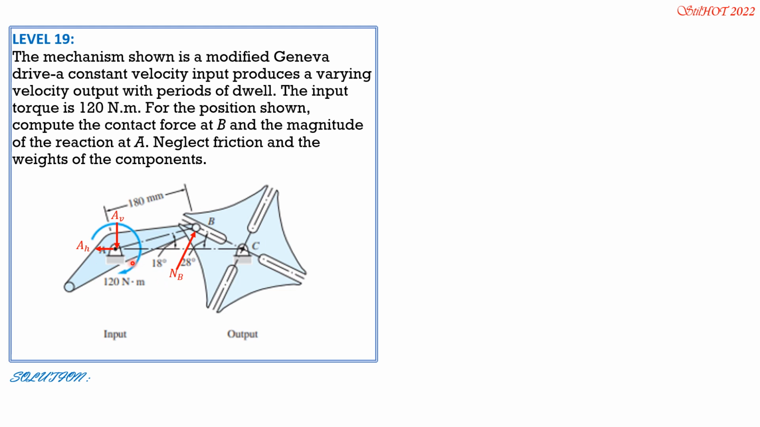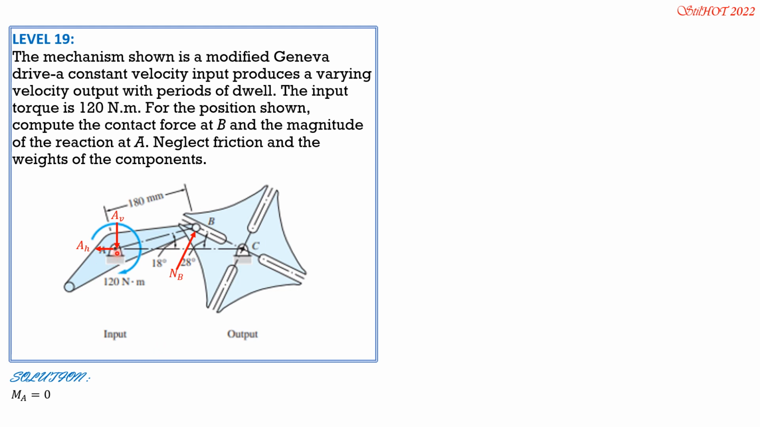Anyway, the horizontal distance between A and B is 180 cosine 18, but since this is Newton meter, let's make 180 into meters. 0.18 cosine of 18 degrees, and the vertical distance is 0.18 sine of 18 degrees. So our equation is MA equals 0 because there's no moment about this pin here, although this is the input torque, external torque.